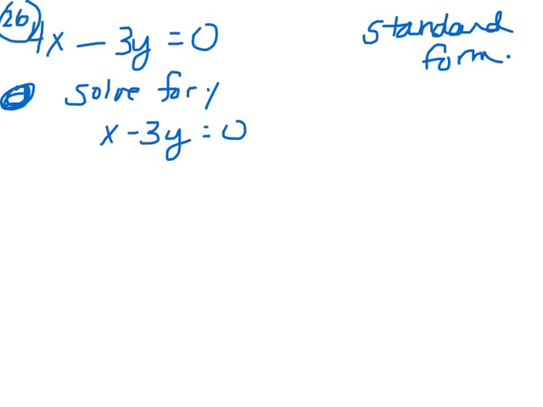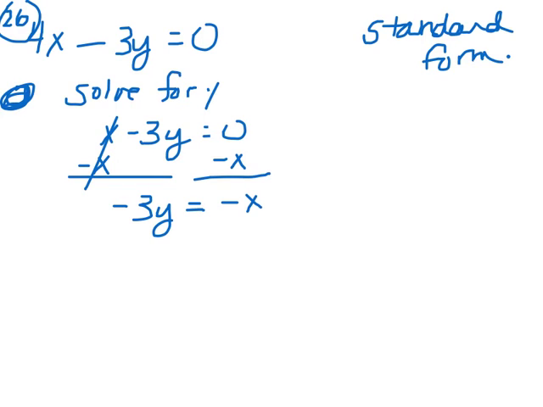That would put the y by itself. But let me just do what a lot of people do, because that seems the first thing that comes to mind. If I move the x to the other side, I have negative 3y is equal to negative x. All right, I want to get y by itself.